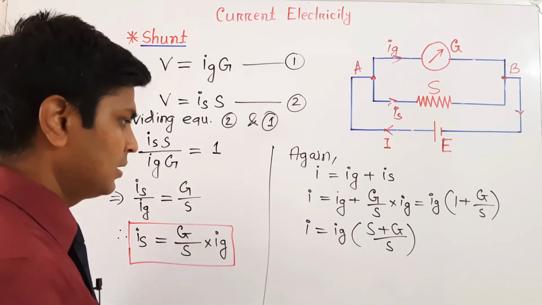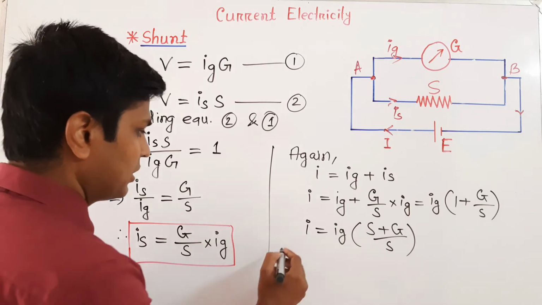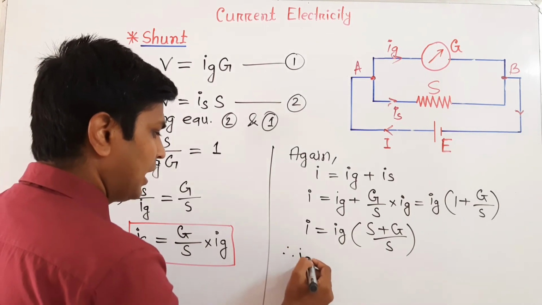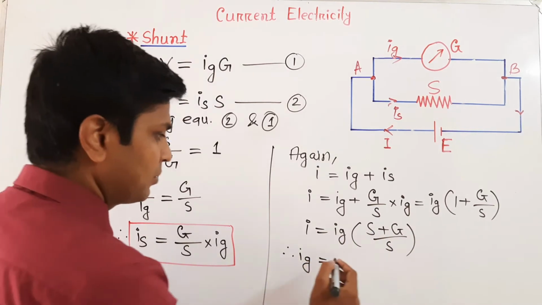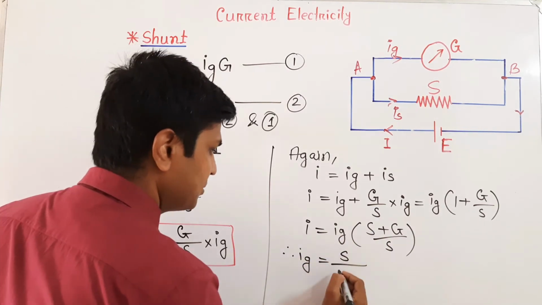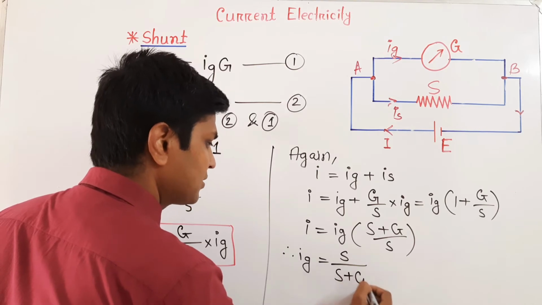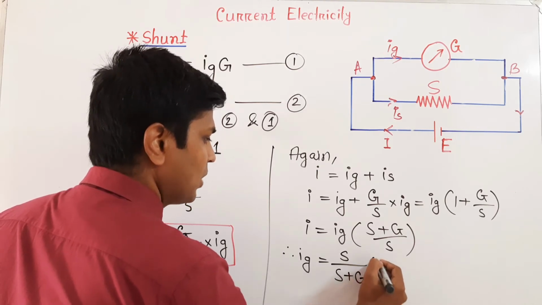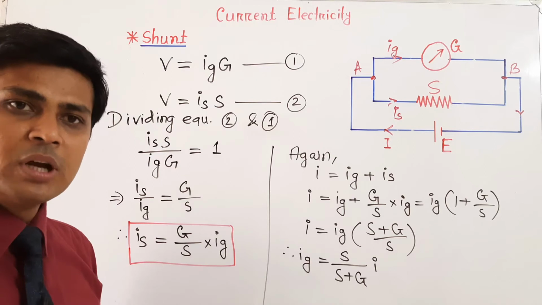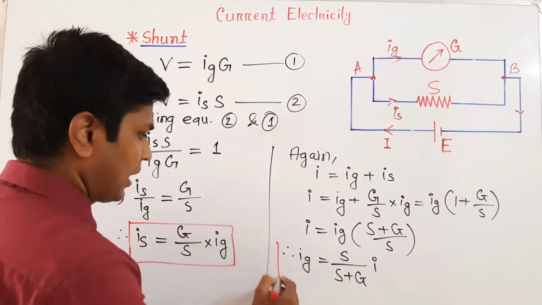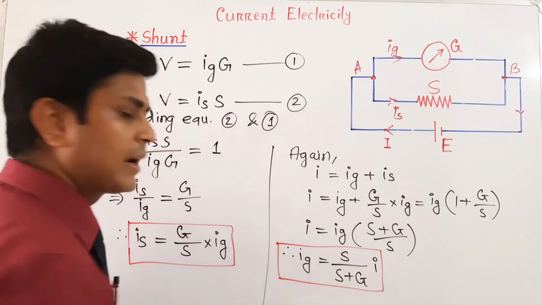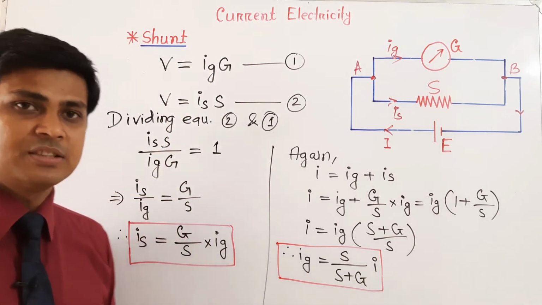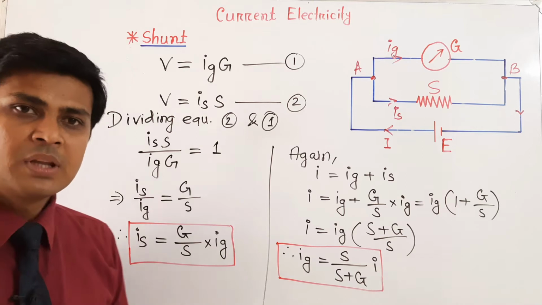Again, if you want to calculate the value of Ig, then this will be reversed. That means we can write here Ig equals S divided by S plus G into I. So actually this is the formula to calculate the galvanometer current, where the main current, the resistance of the shunt and the resistance of the galvanometer are given.